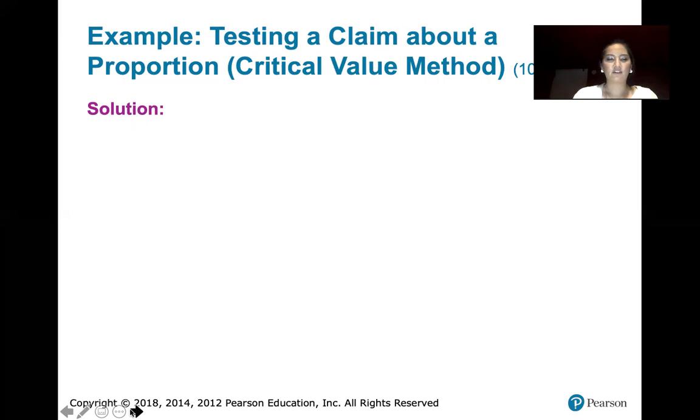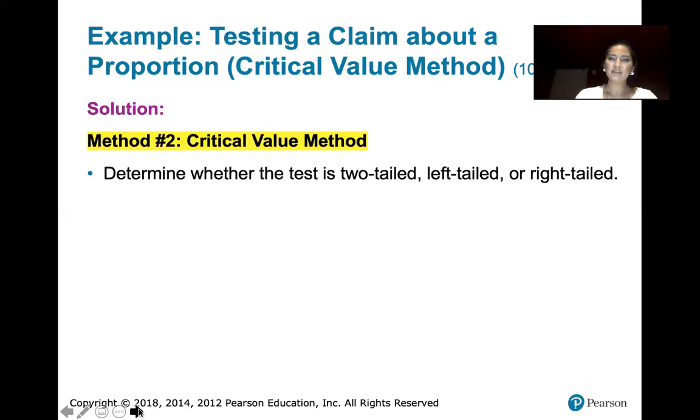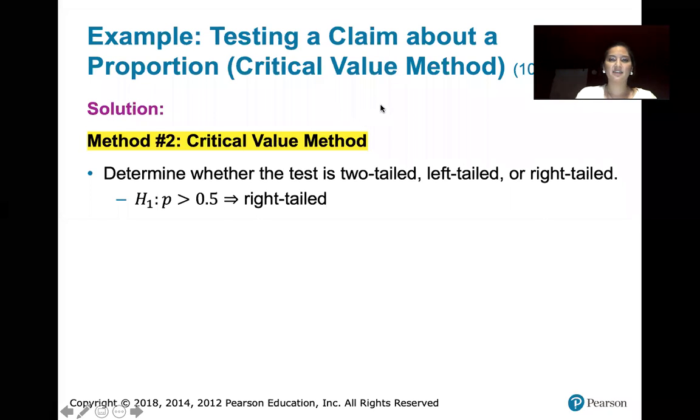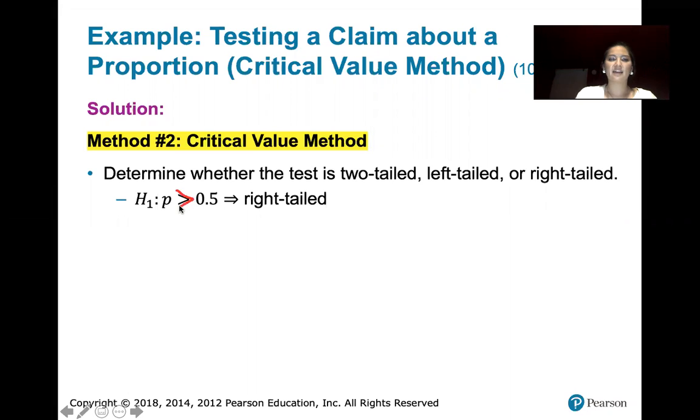So let's go through the critical value method now. It starts in the same way. We need to determine whether the test is two-tailed, left-tailed, or right-tailed. And we go to the alternative hypothesis to make that decision. So we see that p is greater than 0.5. I always think of this little greater than sign as an arrow. Since that arrow is pointing to the right, it's a right-tailed test.